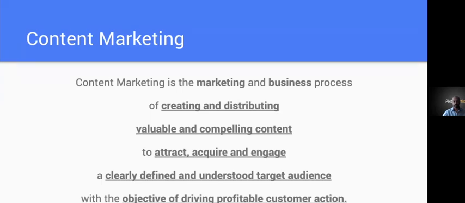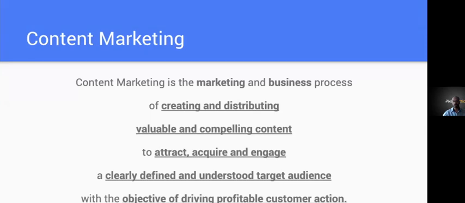So how do you use content to get leads? And this whole idea is coined through this term called content marketing. So there's a long definition. Let me just break it down one step at a time to understand what content marketing really is.